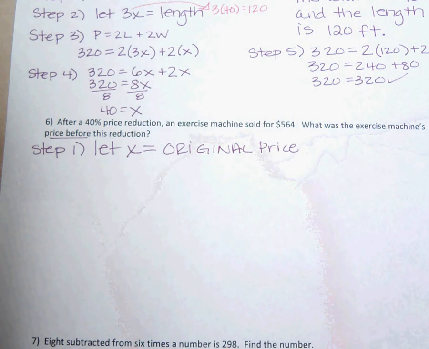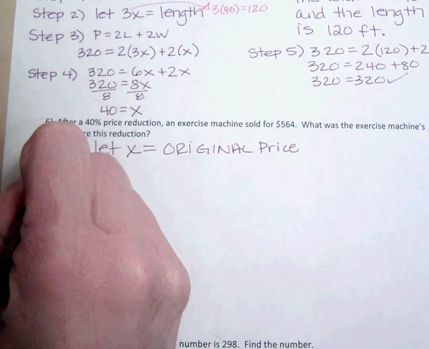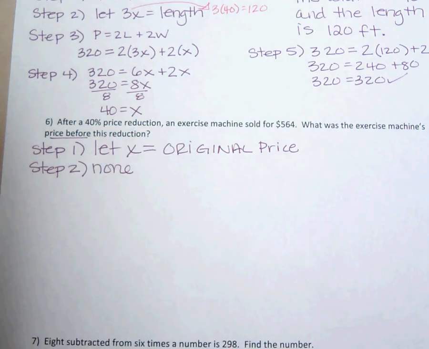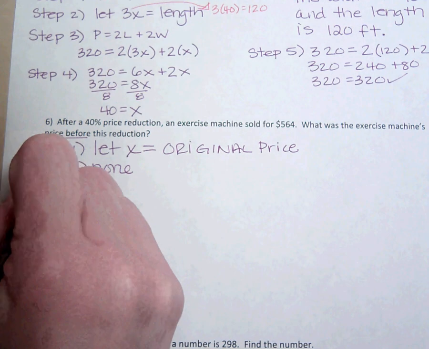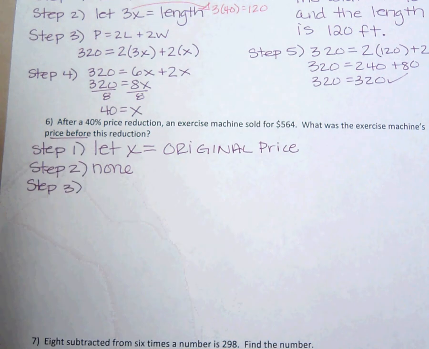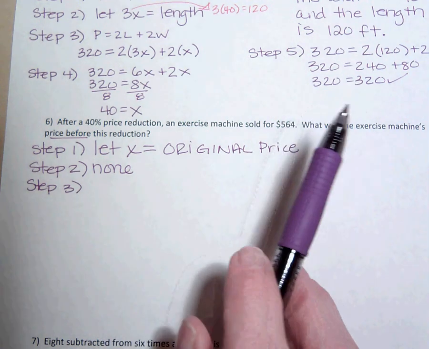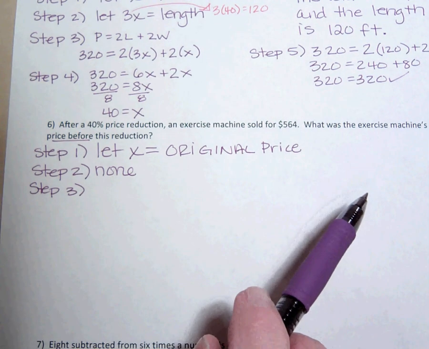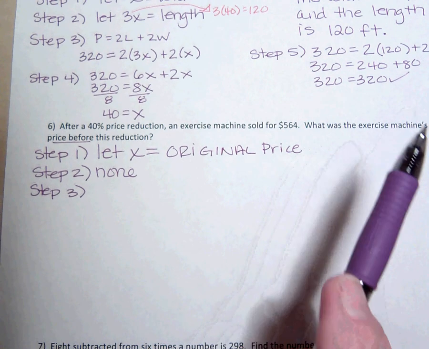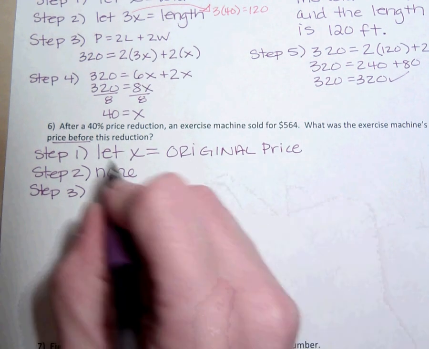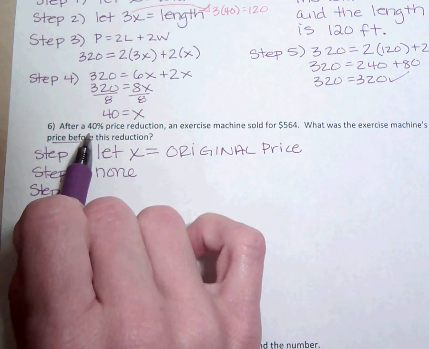Alright, step 2, we don't have another quantity to find, so there's nothing we need to do for step 2. Step 3, we do need to write an equation, but we probably need to think about this first in terms of the percents. So it says after a 40% reduction, the machine was $564. So what that means is we only paid 60% of the price.